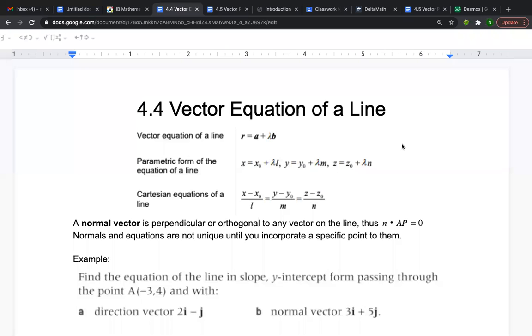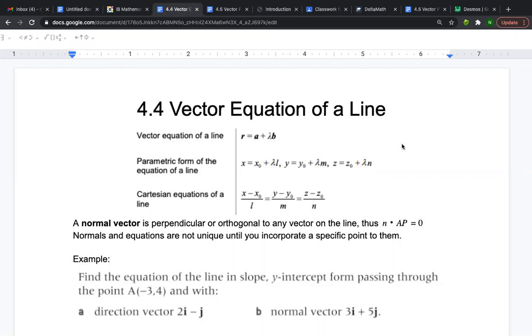Okay, so our next section is vector equations of a line. Here is the formula. It's r equals a point plus a parameter lambda times the directional vector b. Super complicated sounding, but not actually too bad.